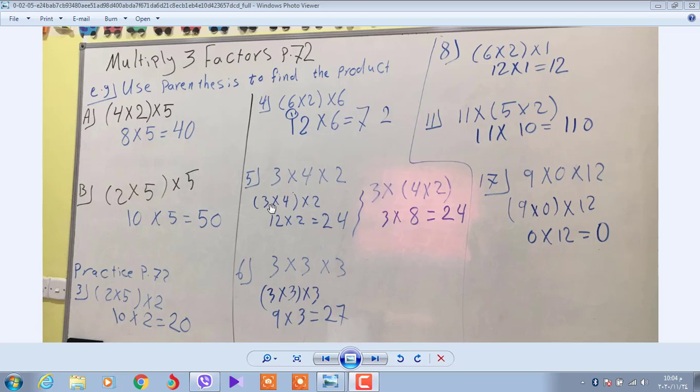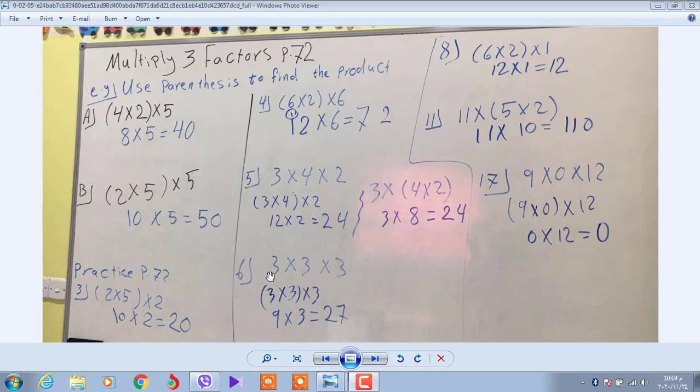3 times 4 in the parenthesis equals 12, multiplied by 2 equals 24. Or you can say 3 multiplied by 4 multiplied by 2: 4 multiplied by 2 equals 8, and 3 multiplied by 8 equals 24. Also, students, we have the same answer by both of the ways.